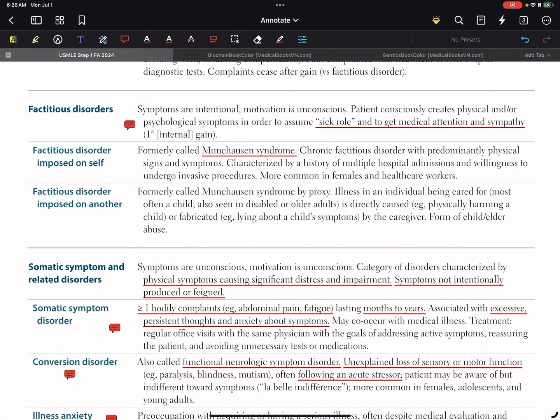Chronic factitious disorder with predominantly physical signs and symptoms is characterized by a history of multiple hospital admissions and willingness to undergo invasive procedures. This one is willing to undergo invasive surgical procedures, more common in females and healthcare workers, exactly.